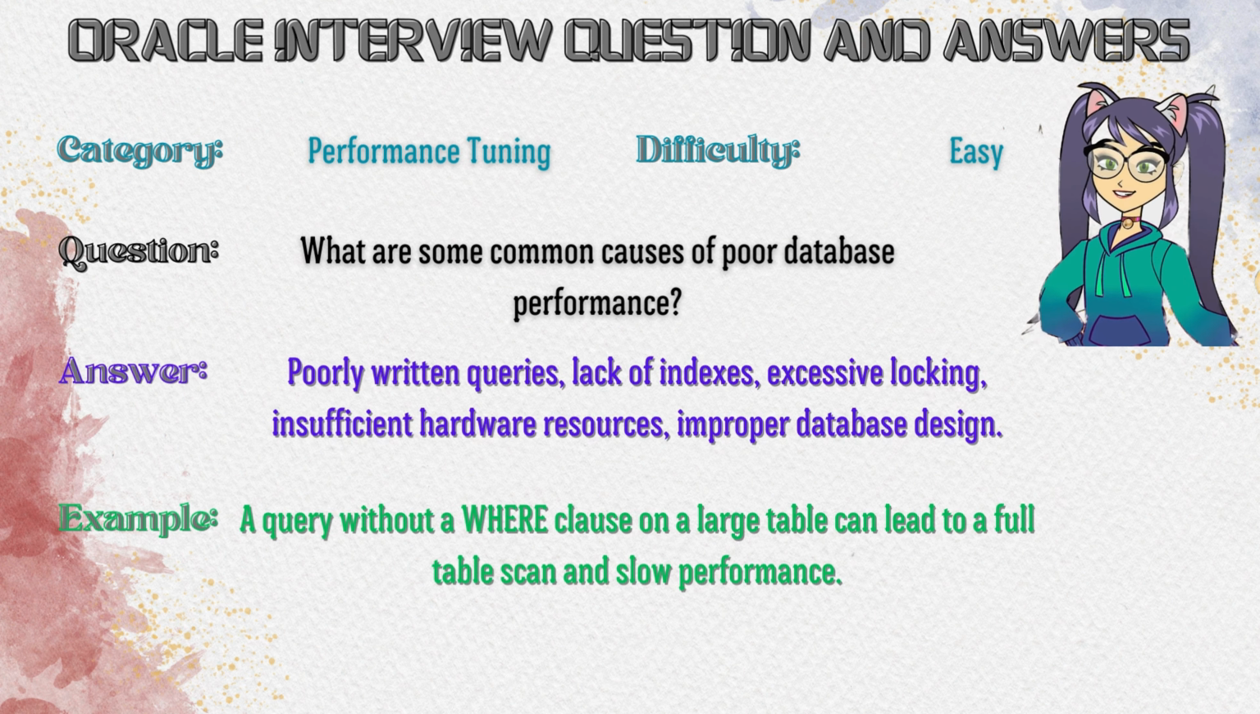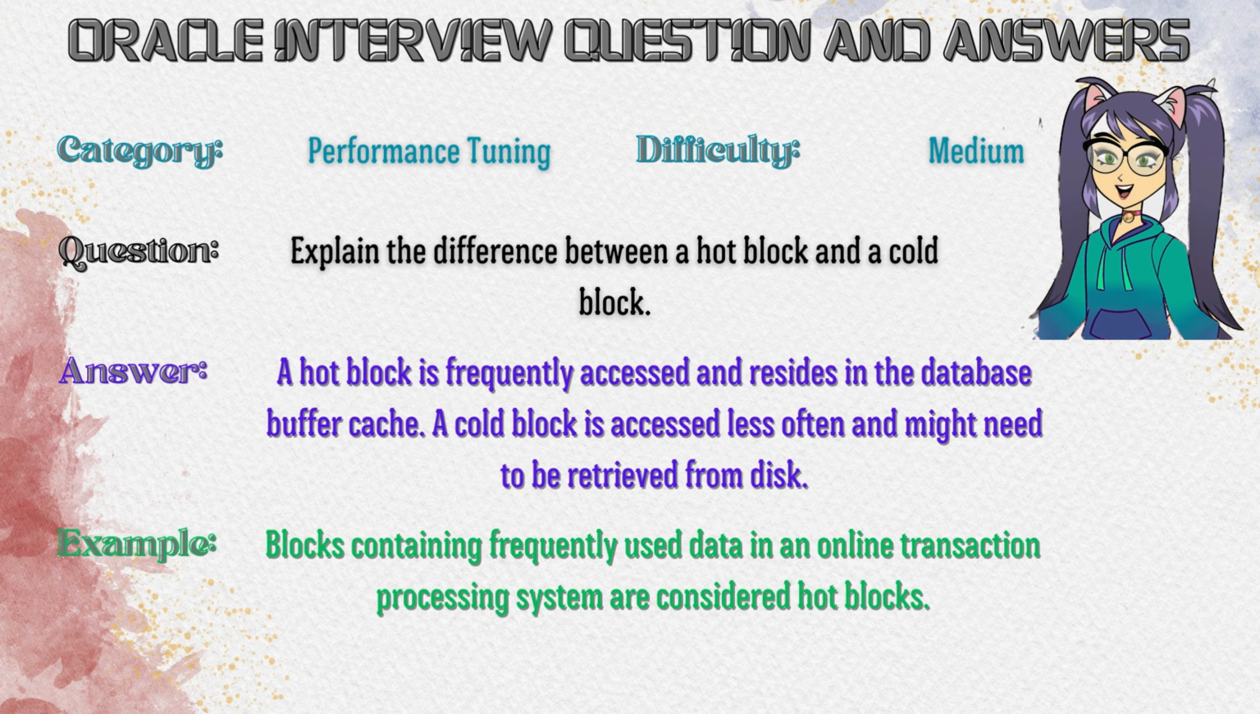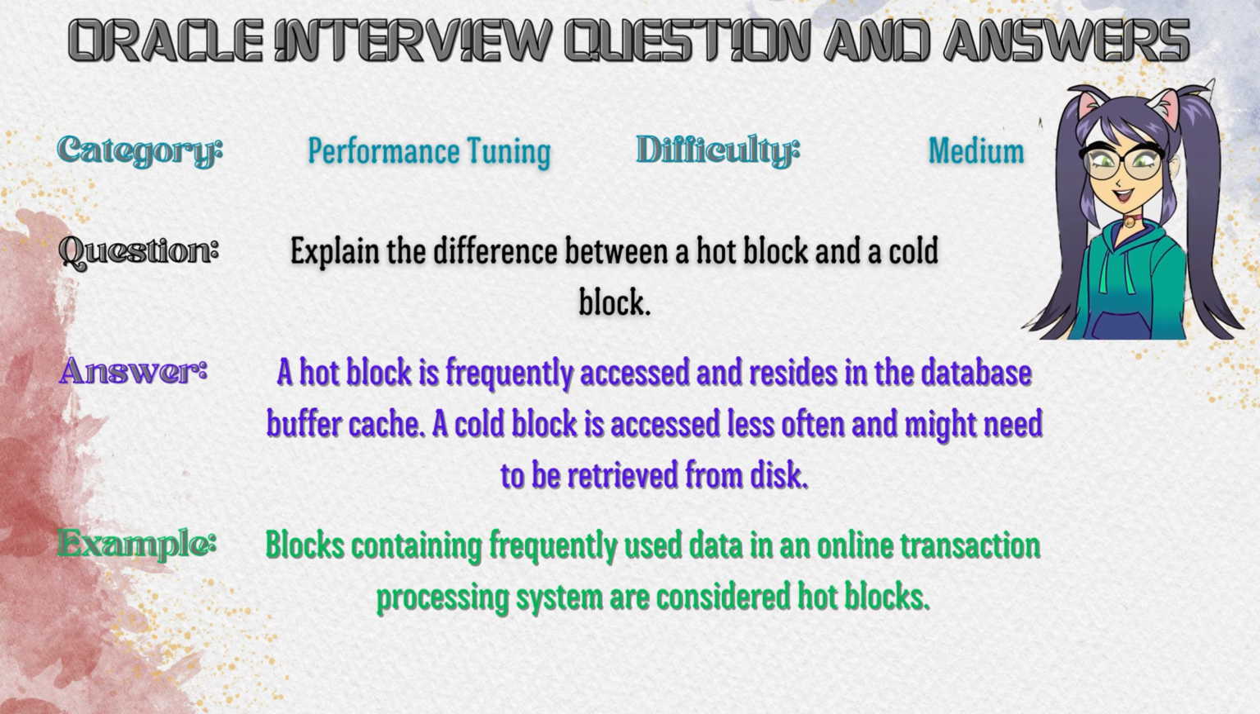Next question, what are some common causes of poor database performance? And the answer is poorly written queries, lack of indexes, excessive locking, insufficient hardware resources, improper database design. For example, a query without a where clause on a large table can lead to a full table scan and slow performance.